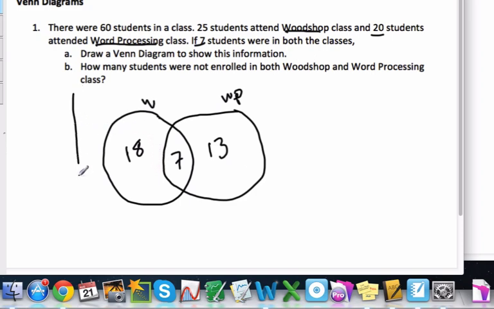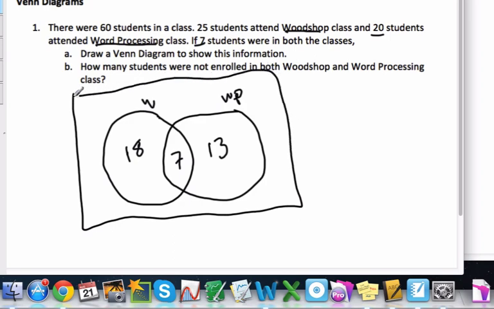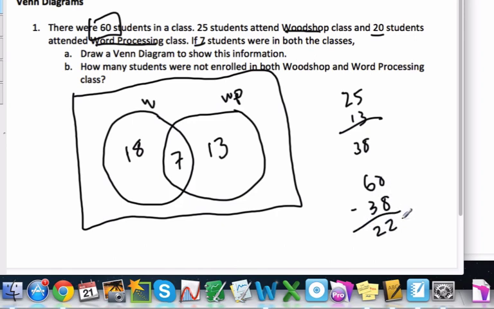Now, outside here, there must be some students that don't take either. And if I know 18 plus 7 is 25, plus 13, so in total I've counted 38 students in here. There's 60 students in total. So if I go 60 minus 38, I end up with 22. So outside here must be 22. When I add them all up, I get 60.